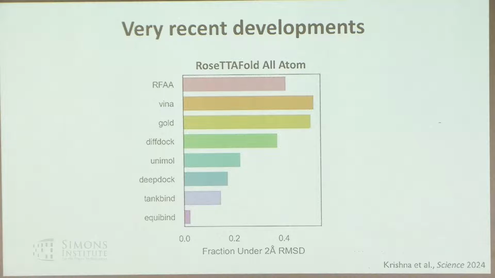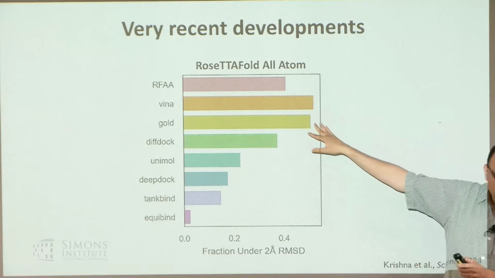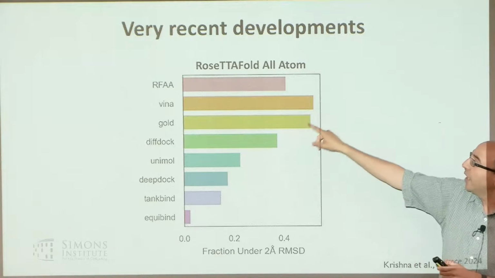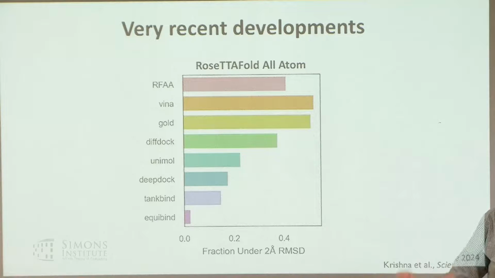Then RoseTTAFold All-Atom came out, and I think it really pushed the envelope in a meaningful way. Even though from this picture it looks like it's not doing as well as the classical approaches, that's RFAA, RoseTTAFold All-Atom. What's notable here is that it is now trying to do the problem of co-folding the protein along with a small molecule. So in this context, just RFAA, not the rest, is actually solving a more challenging task, because it's only given the protein sequence and the small molecule, and it's predicting the whole complex.